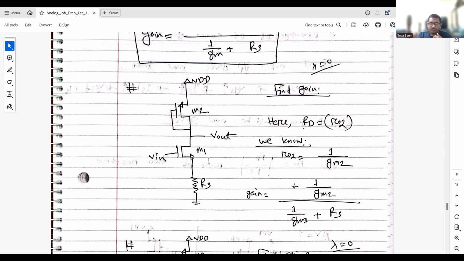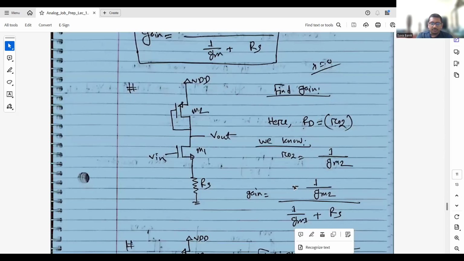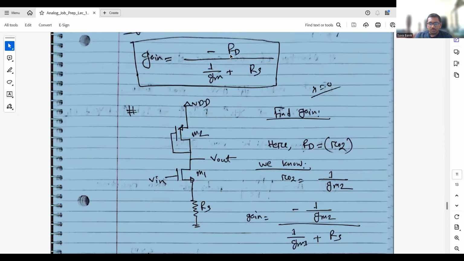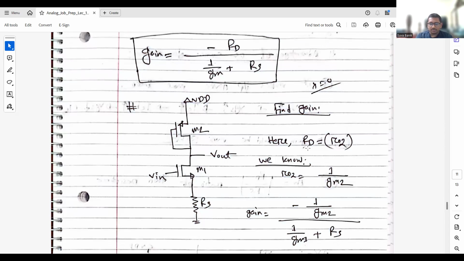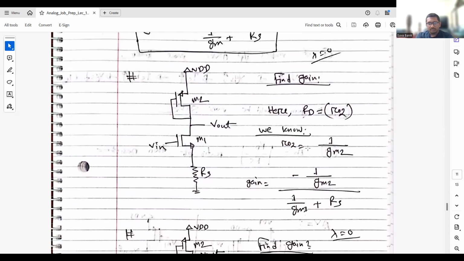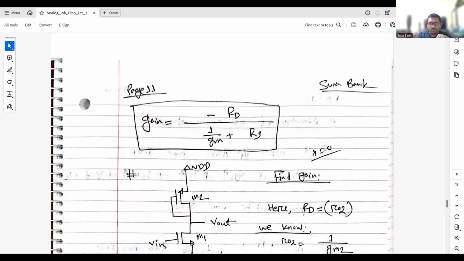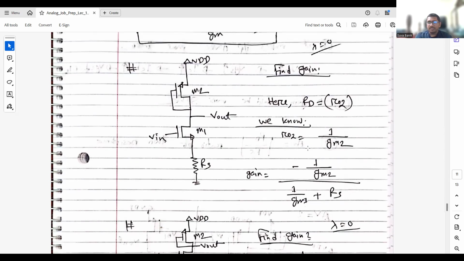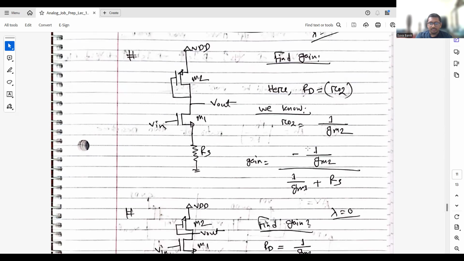And we also know the gain of a degenerated common source amplifier. So from this equation, we just need to replace RD with 1 over GM2, with the minus sign. And here it is GM1. From the formula, it is 1 over GM, where GM is nothing but the input GM. So here it is 1 over GM1 plus RS. All right, it's pretty simple, right? We can see from here.